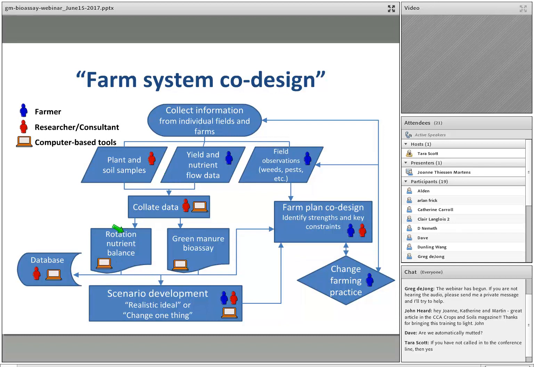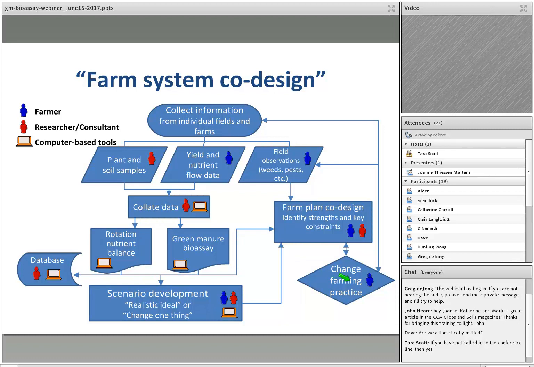So collecting that information is what we're mainly going to be talking about today, but we need to be aware that that leads into ultimately a farm plan co-design process where the farmer and the researcher together are identifying the strengths of the system and some key constraints, and ultimately perhaps changing the farming practice. And so you see there's lots of arrows going every which way in this diagram where, you know, a decision made somewhere affects another one somewhere else.